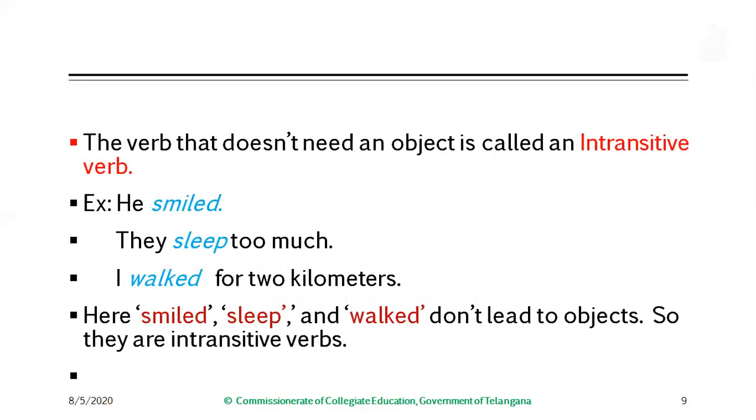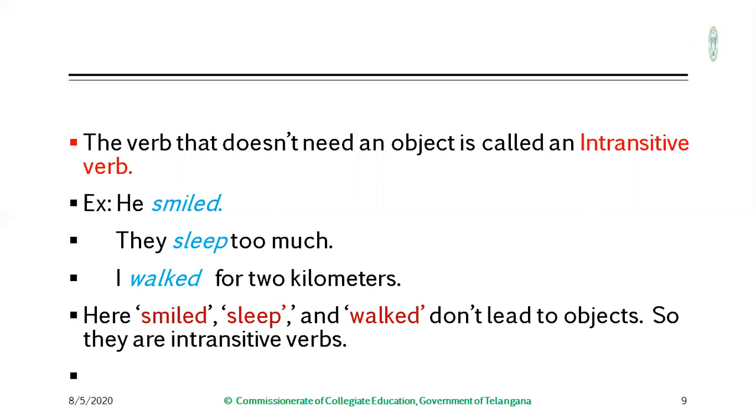Now let's go to intransitive verb. If you look at the sentences here, you can understand what the intransitive verb is. He smiled. He smiled what? No answer. They sleep too much. They sleep what? You cannot get an answer. I walked for 2 miles. I walked what? You cannot get the answer here. It means the verbs smiled, sleep, walked are not running into objects.